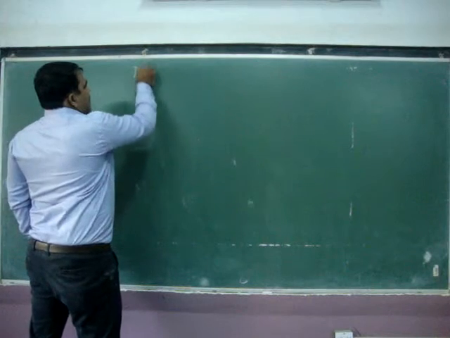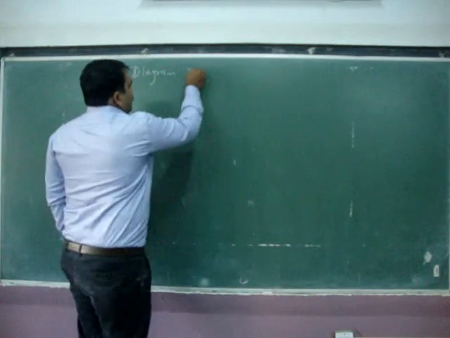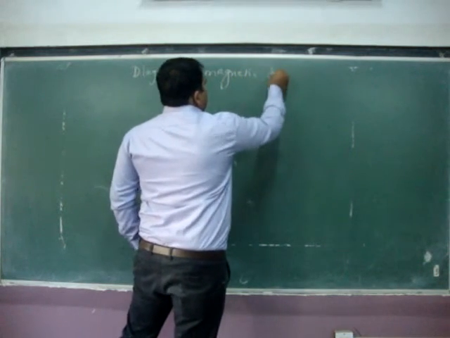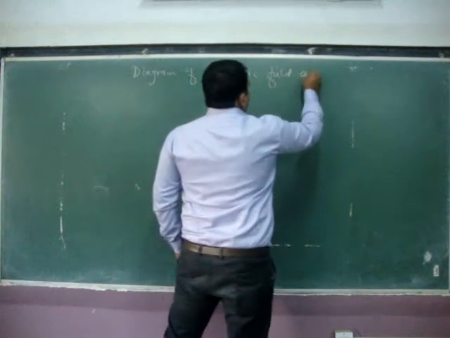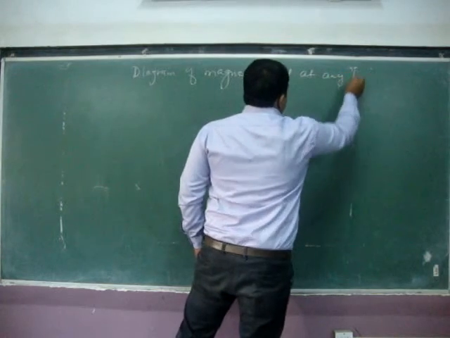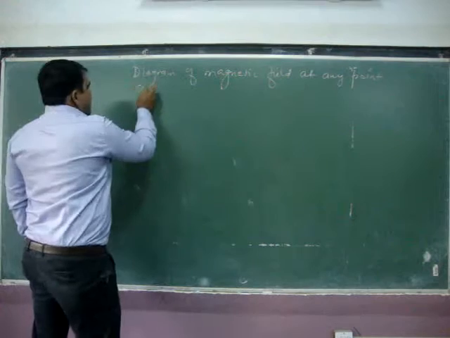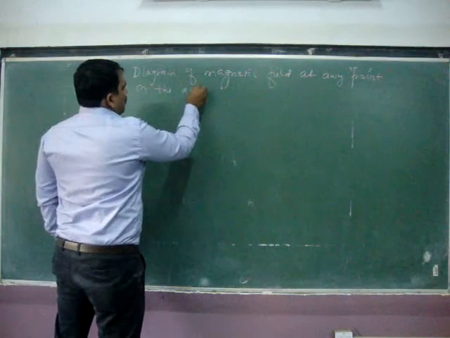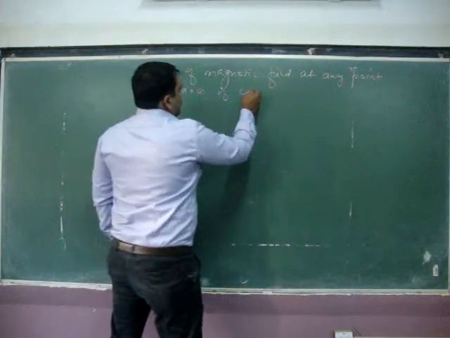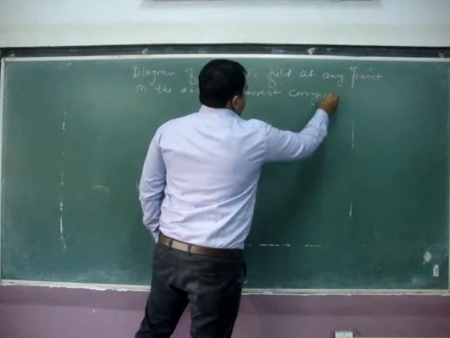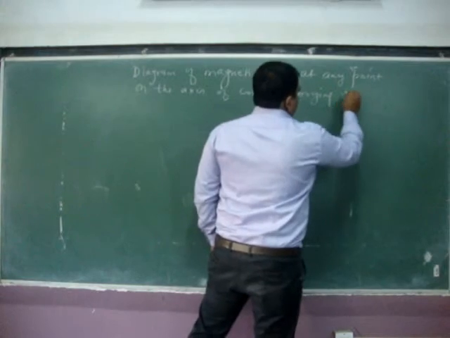Diagram of finding magnetic field at any point on the axis of current carrying circular coil.